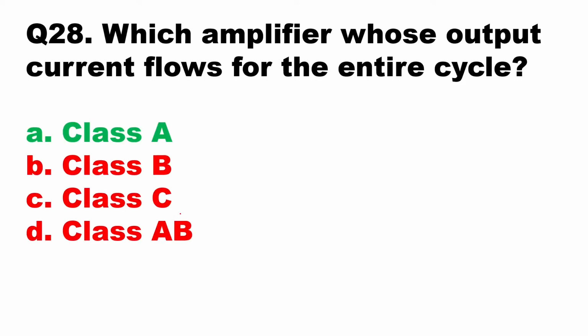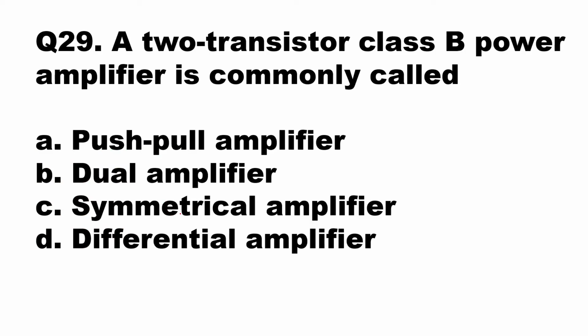Class A amplifier. Then, a two-transistor class B power amplifier is commonly called as. So when we studied class B power amplifier and when we used two transistors, one transistor for each half cycle amplification, and we saw that each transistor was operating for 0 to 180 degree, that is a half cycle, then that arrangement of two transistors was called a push-pull amplifier. So here option A will be the right answer, which is push-pull amplifier. A two-transistor class B power amplifier is commonly called a push-pull amplifier.